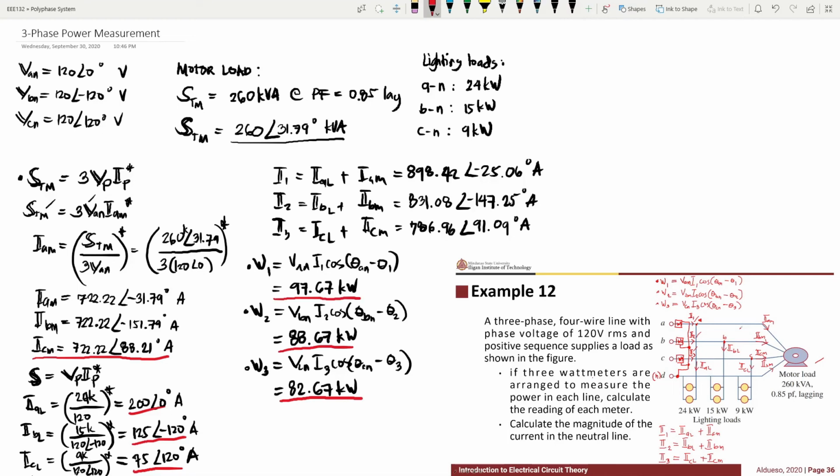Next question is, calculate the magnitude of the current in the neutral line. So if you apply KCL at node N, IN is equivalent to the sum of the lighting load currents. We have IAL plus IBL plus ICL, equivalent to 108.97 with angle of negative 3 point something.